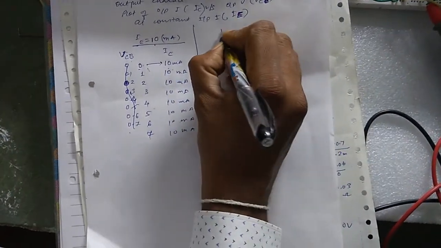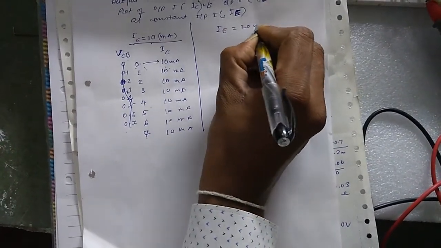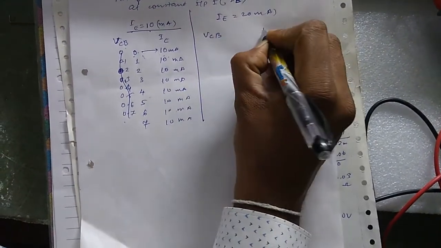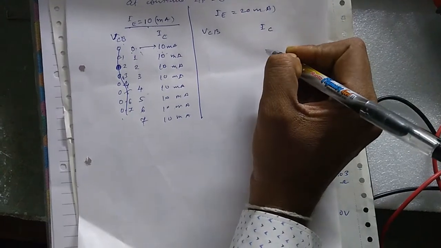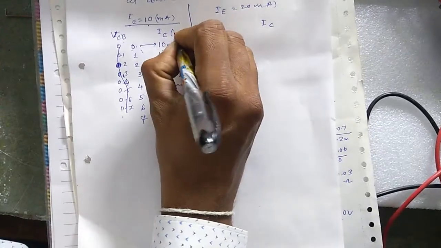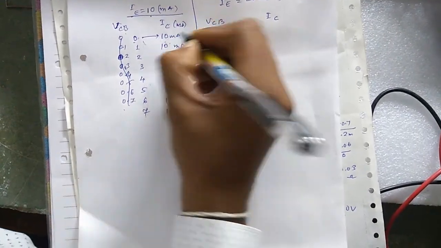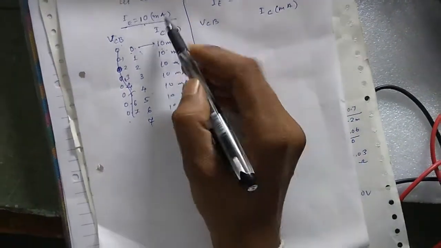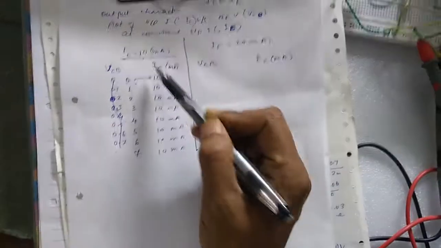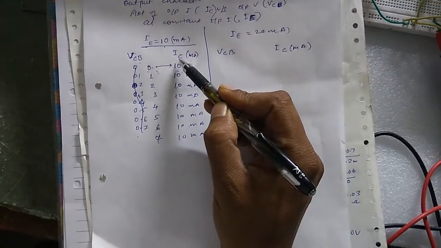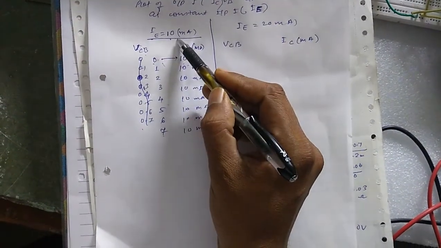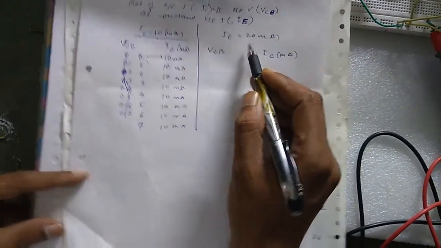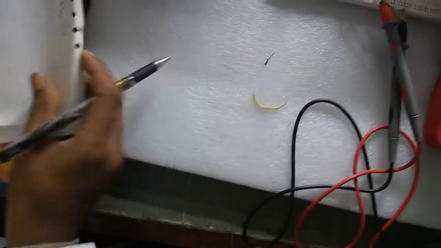Now let us change the value of the input current to 20 milliamps and vary the output voltage in steps of 1 volt and measure the corresponding values of collector current. Now we will see why the value of collector current is the same as emitter current. We will see, but let us increase the input current to 20 milliamps. So I will follow the same process.